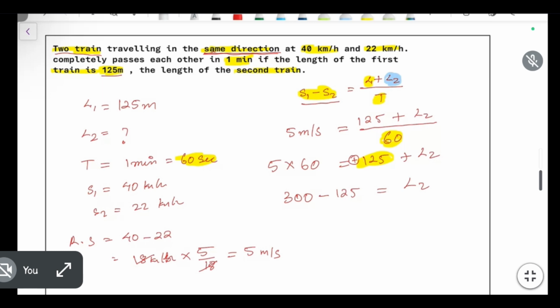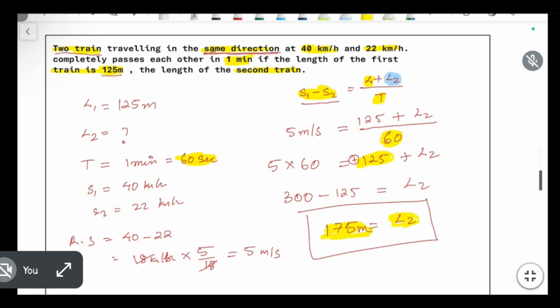If I subtract, 0 minus 5 is 5, 9 minus 2 is 7, and 2 minus 1 is 1. So the length of the second train is nothing but 175 meter. That's the answer there. Please go through it, and if you have doubts, you can clarify.